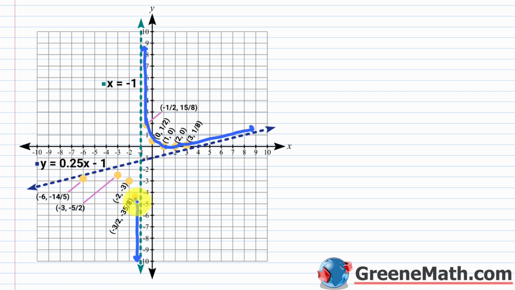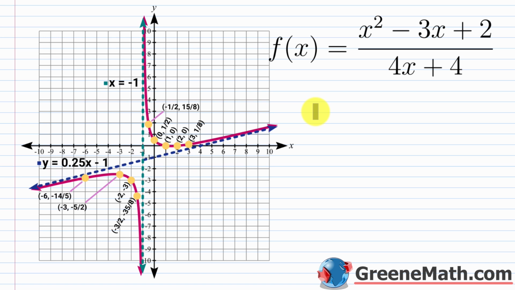All right, then this piece right here, we're going to have this little curve like this. And again, this is drawn to where it approaches, but does not touch that slant asymptote, which is y = 1/4 x - 1. So just verifying things with the computer-generated version, we have f(x) = (x² - 3x + 2) / (4x + 4).